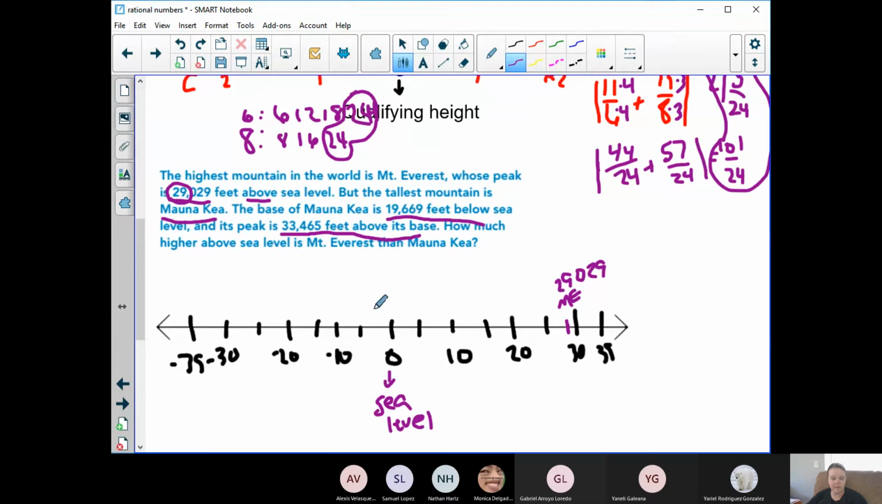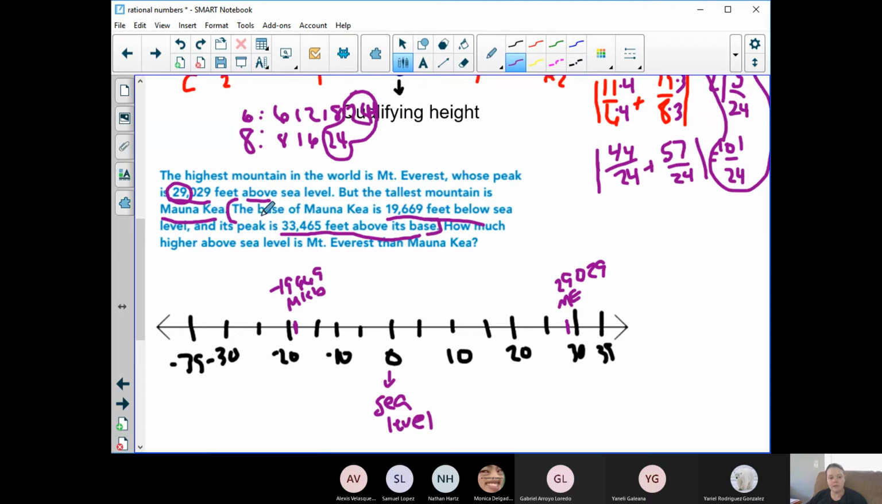All right. So I'm going to go this way, and I know it's not going to be more than 20,000. So this is going to be Mauna Kea base, which is negative 19,669. I'm going to focus on just this sentence right here. Actually, okay, change to the highlighter.